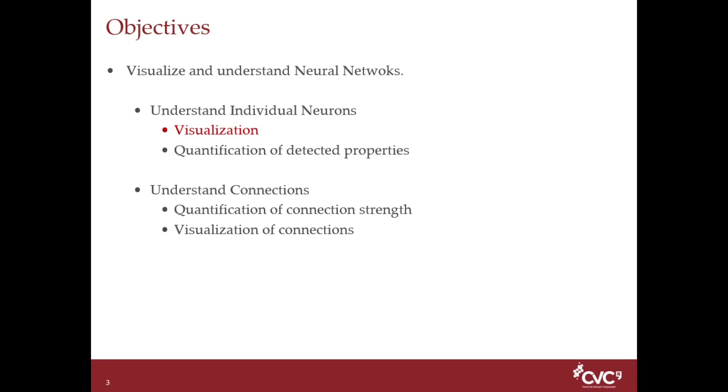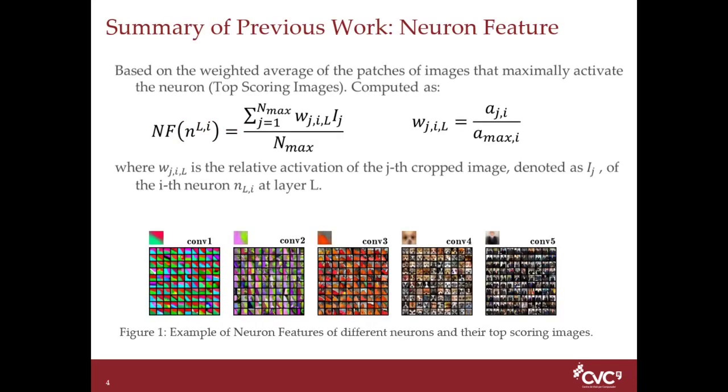The first step to understand better individual neurons is going to be to visualize them. There are many methods to visualize neurons inside a network, such as trying to generate an image that maximally activates a neuron, trying to visualize the filters directly, or trying to see the activations over the images. However, in this work we will be using the neuron feature.